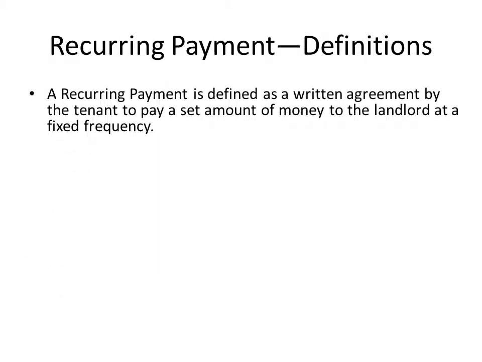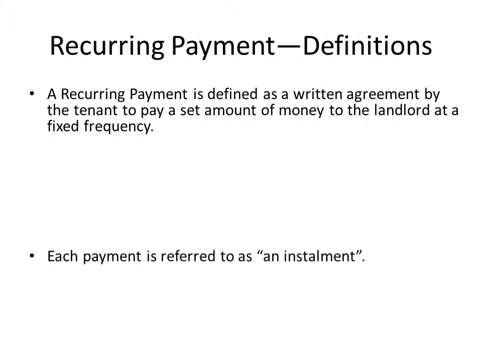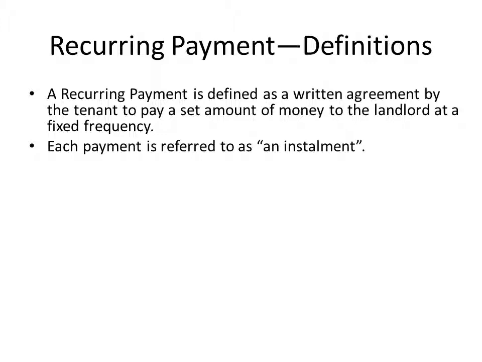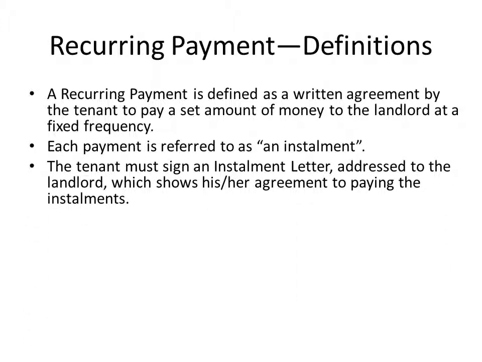Let's have a definition of a recurring payment. It's a written agreement by the tenant to pay the landlord a set amount of money at a fixed frequency. Each payment from the tenant is referred to as an installment, just as it would be if the tenant was repaying a bank loan. The tenant must sign an installment letter.